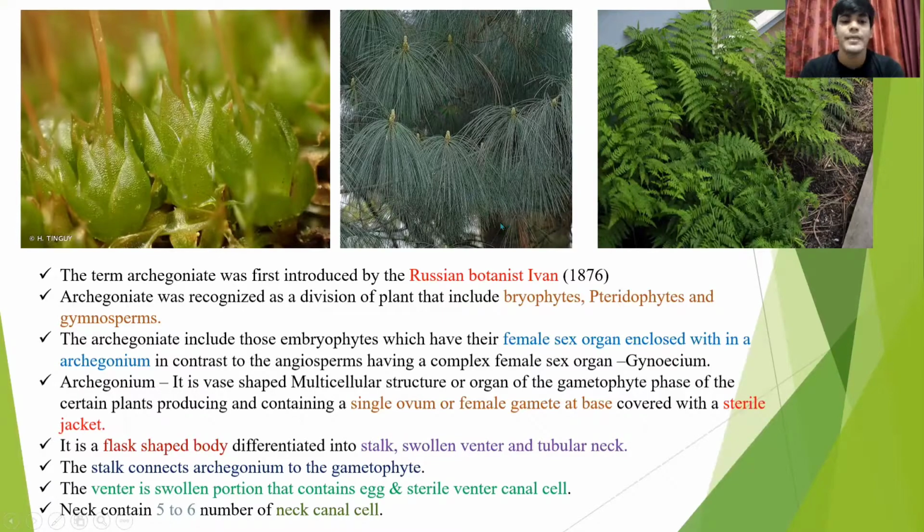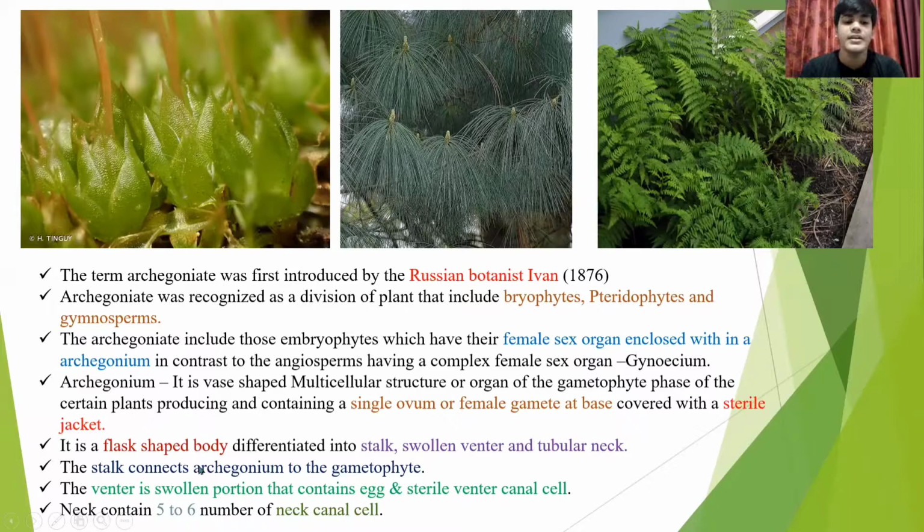So the archegoniates are those embryophytes whose female sex organ is enclosed within the archegonium. As I told you, the archegonium is a specialized structure which is present only in archegoniates. So their female sex organ is enclosed within the archegonium, and I'll discuss the structure of the archegonium. In contrast, angiosperms, as we know, have a gynoecium, which has structures called stigma, style, and ovary that encloses the ovule, which upon fertilization, through post-fertilization events, produces the seed.